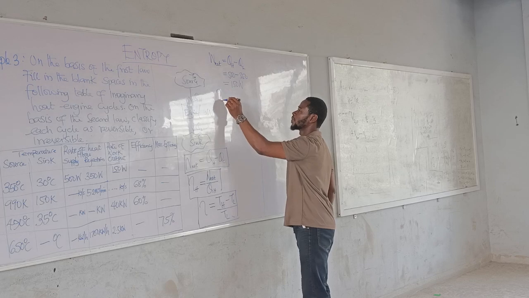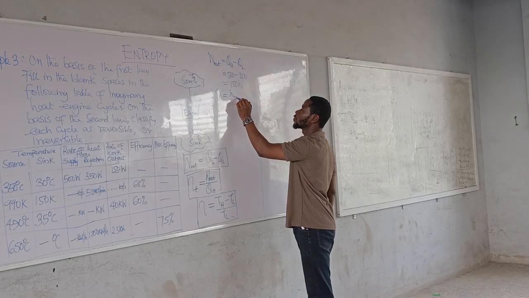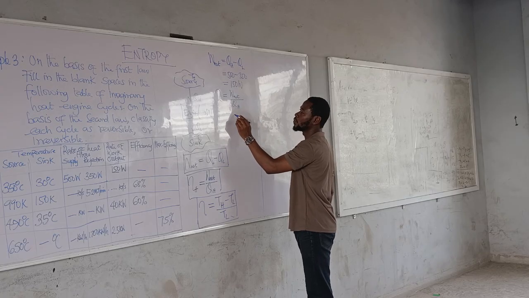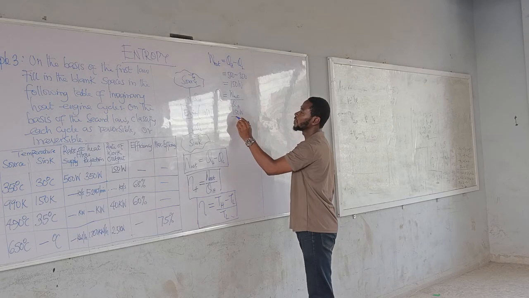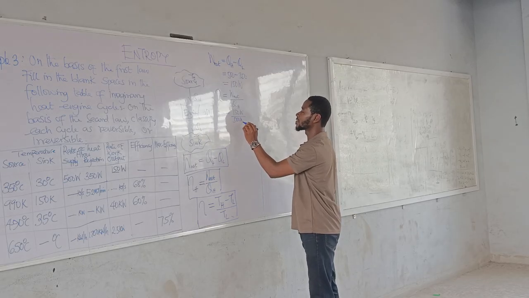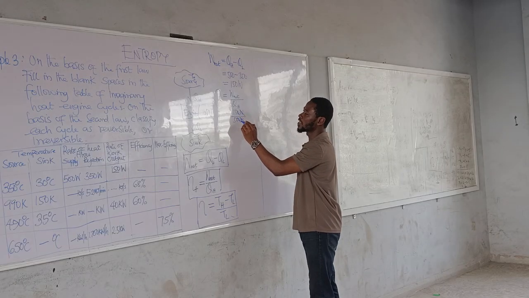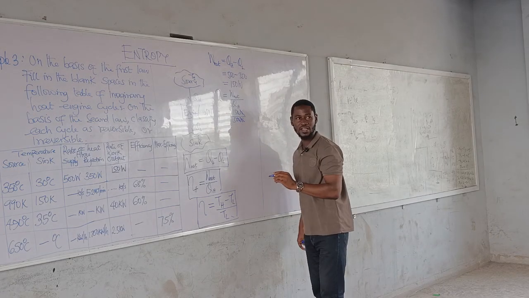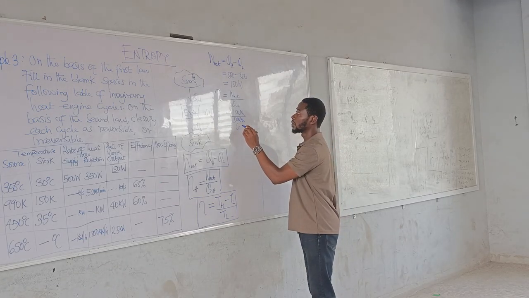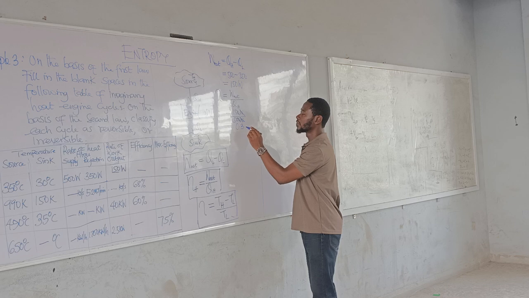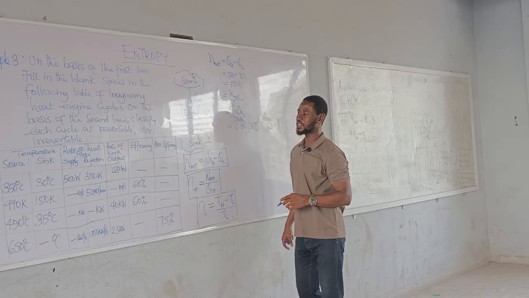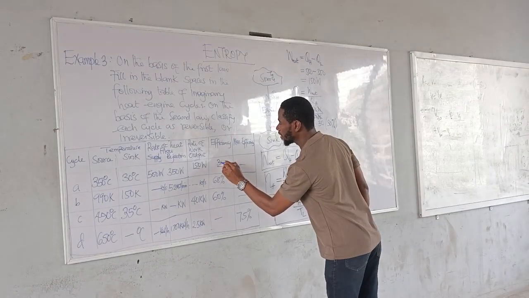Now, let's go for the efficiency. Efficiency is the net work output divided by the heat supplied. The net work output is determined to be 150 watts divided by Q supplied, 500 watts. Watt cancels watt, 0 cancels 0. 15 divided by 50. What's the final answer? 0.30. That is 30%, which means the efficiency of cycle A is 30%.